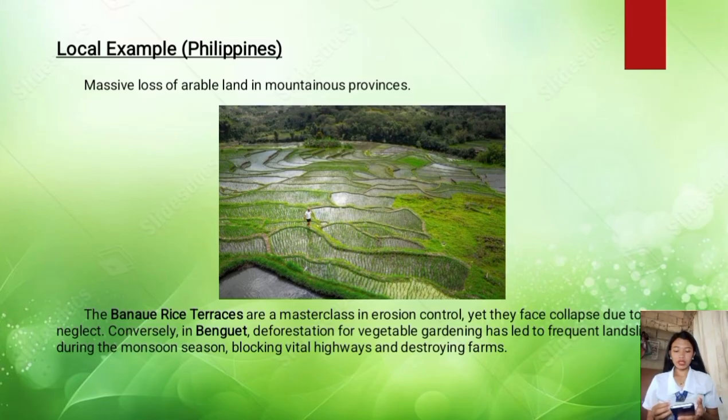The Banaue restorations show erosion control techniques. They are in Mountain Province in the Philippines. Neglect causes collapse of these terraces over time. Benguet suffers from deforestation for vegetable gardening. Deforestation leads to landslides during the monsoon season. Landslides block highways and destroy local farms.